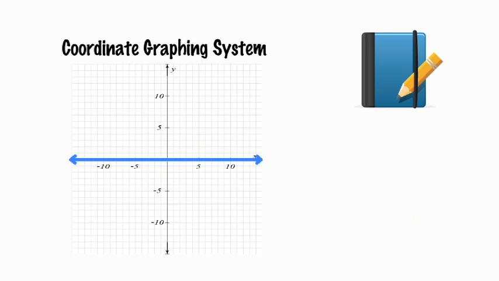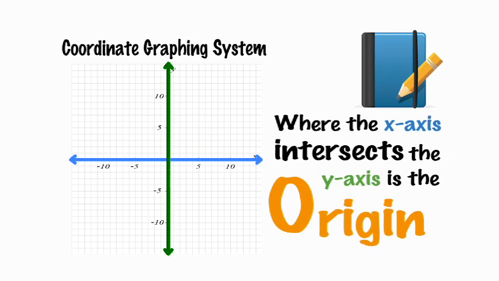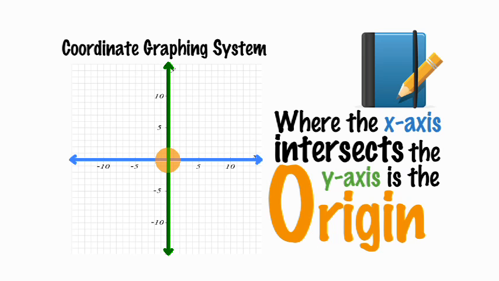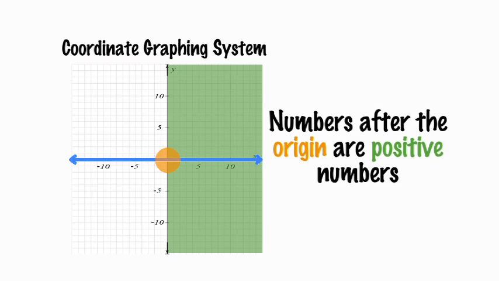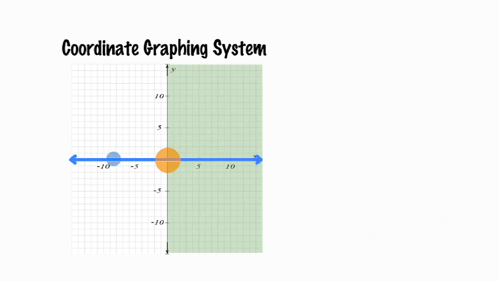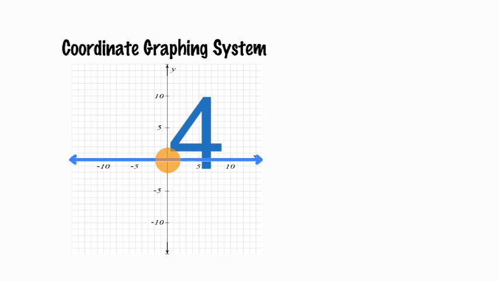Where the x-axis intersects the y-axis is a special point called the origin. Along the x-axis, the numbers before the origin are negative numbers. Numbers to the right of the origin are positive numbers. You read the x-axis just like a book, from left to right. The further you run to the right, the larger the numbers become.